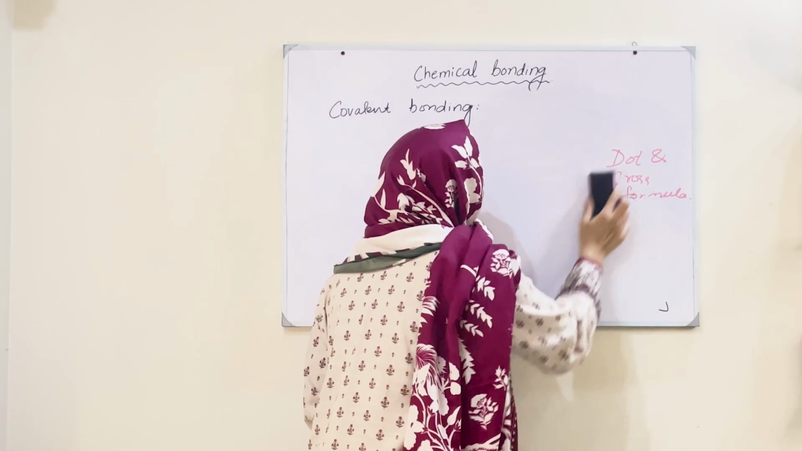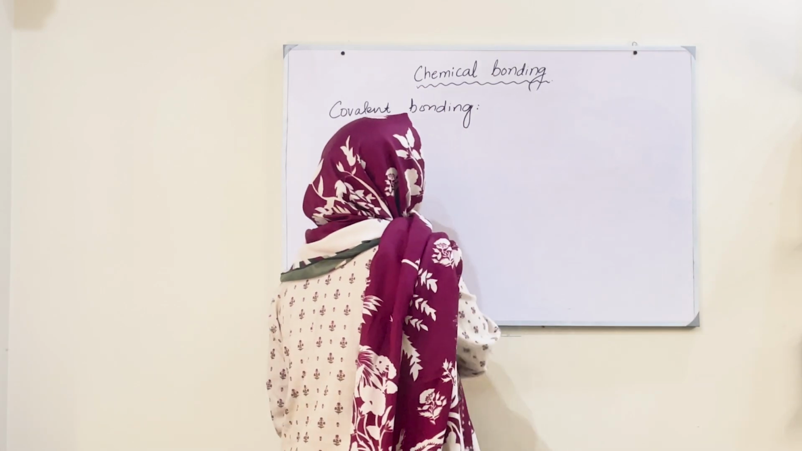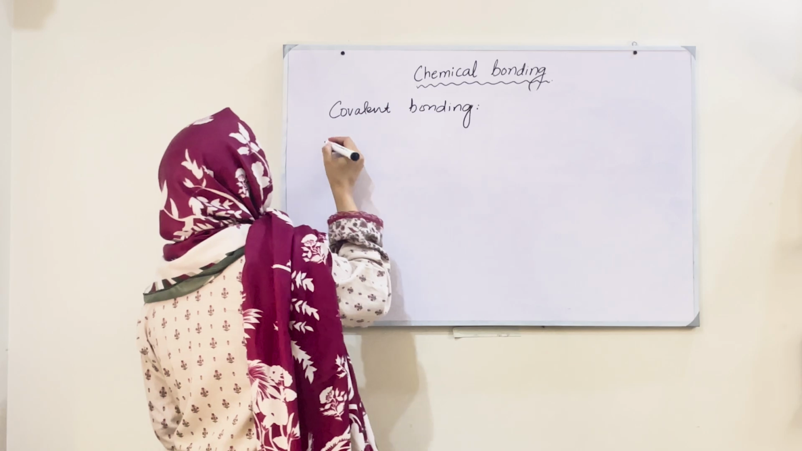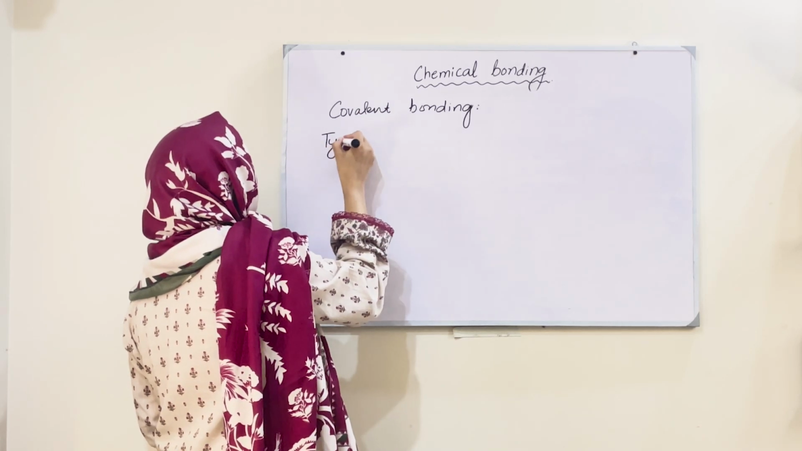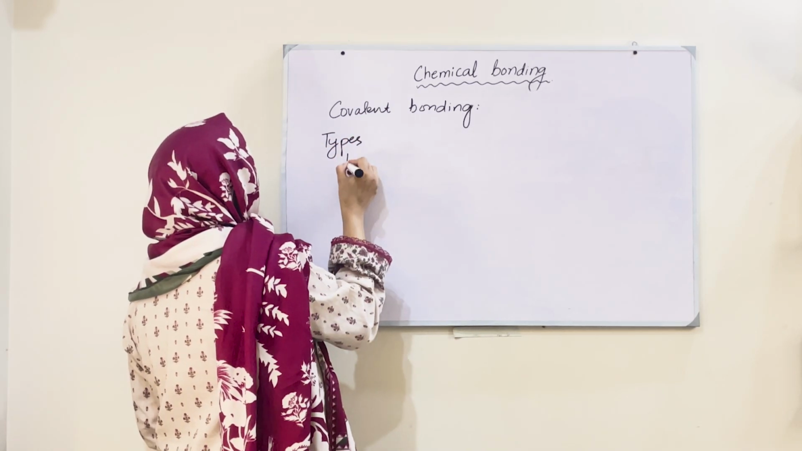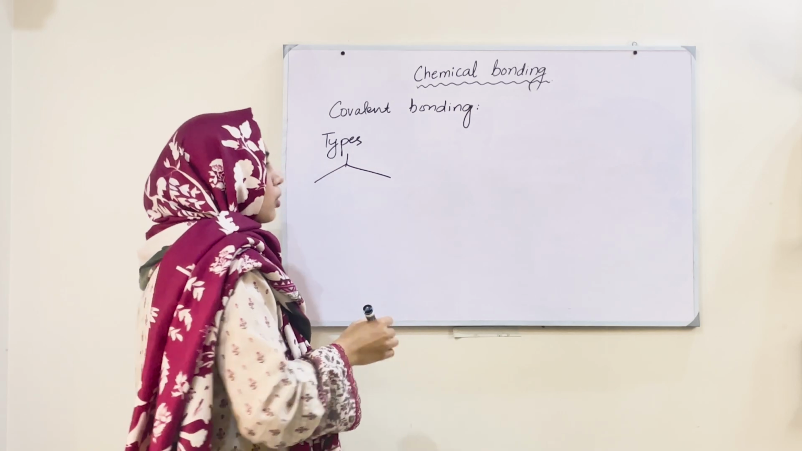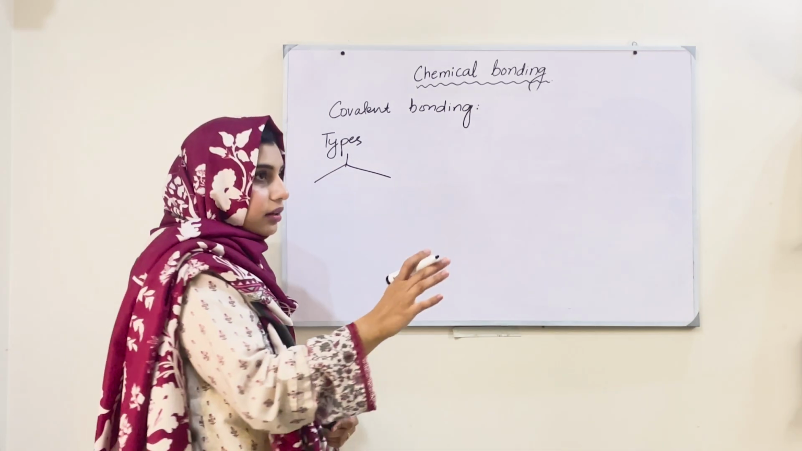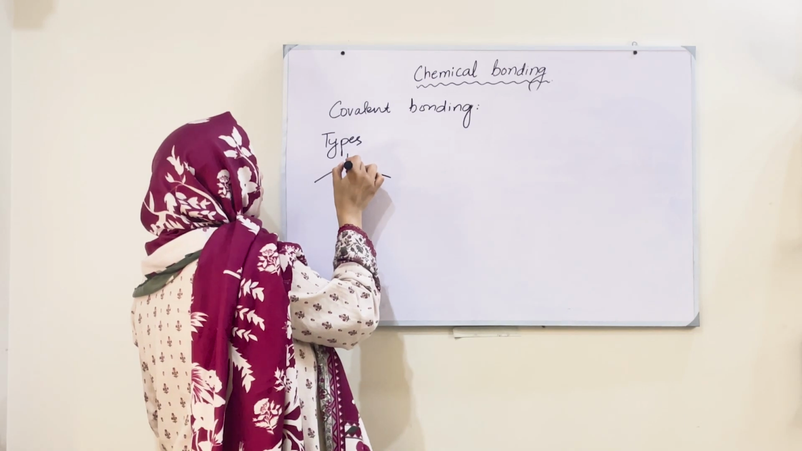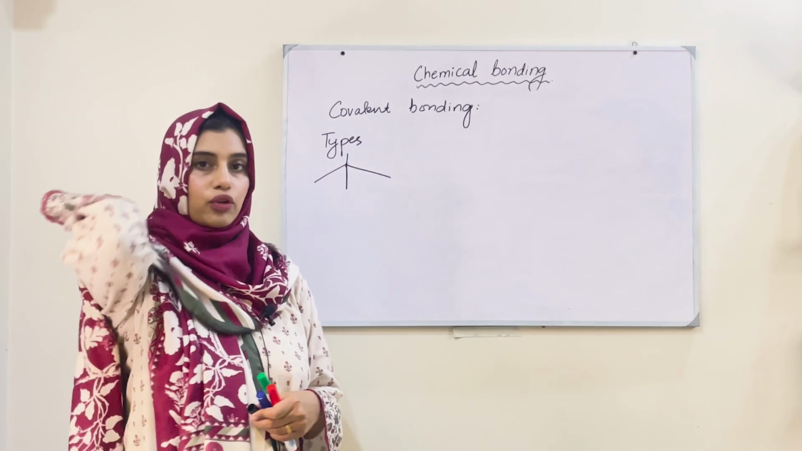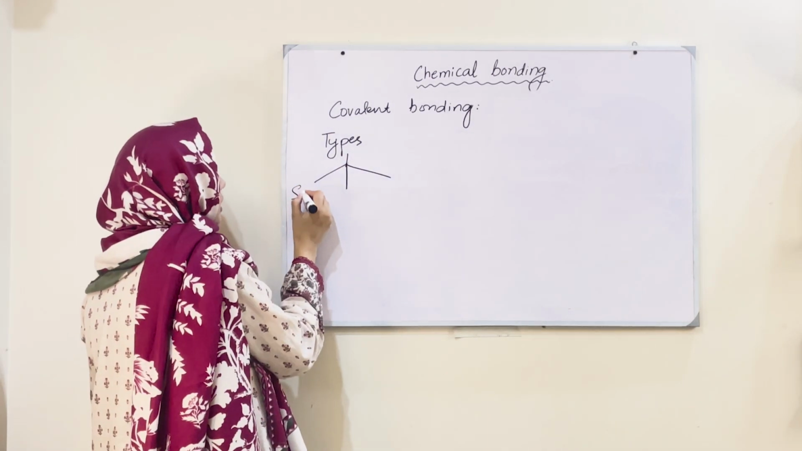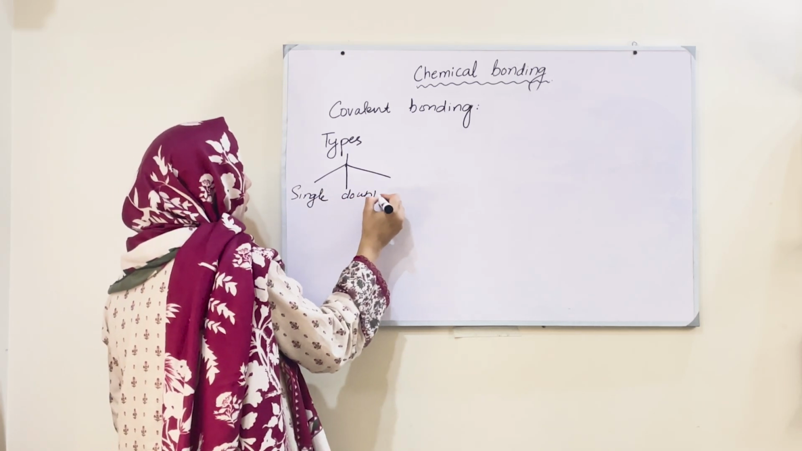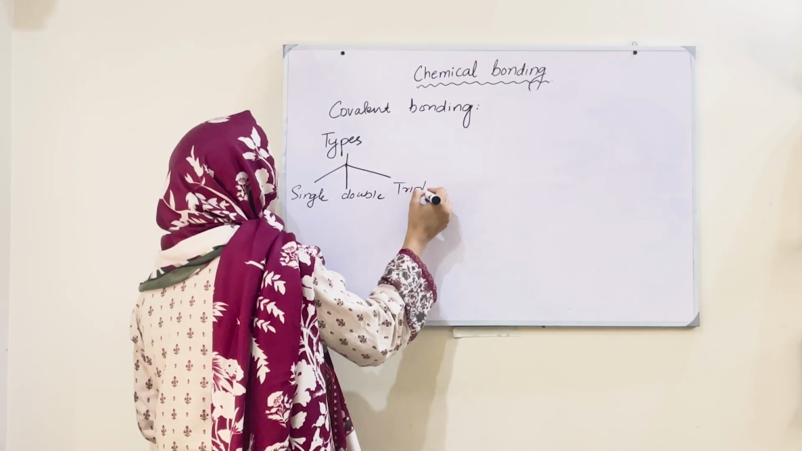The next important point is types of covalent bonds. If I talk about covalent bonding, we have three types: single covalent bond, double covalent bond, and triple covalent bond.